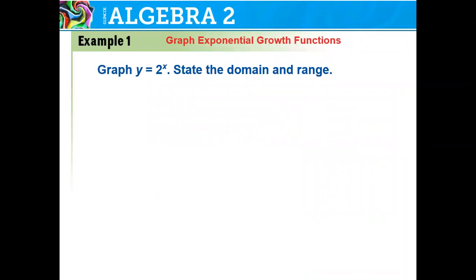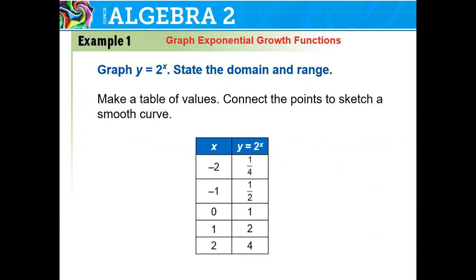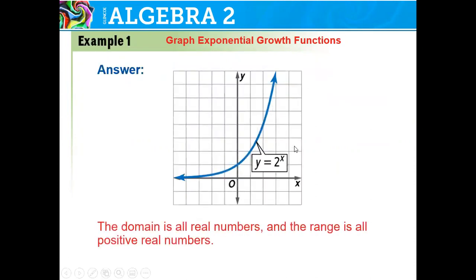So let's start with our first example. It says graph y equals 2 to the x. We need to state the domain and the range. We can graph this by making a table of values and connecting the points to sketch a curve. Here we chose 5 points, but choosing 3 points is enough. If you chose -1, 0, and 1, it will be enough for you to graph this function. Plotting these points in the graph and connecting them, you will get this graph.